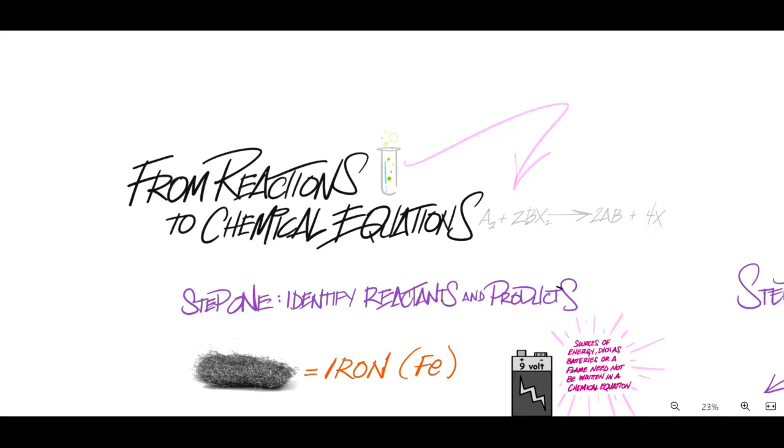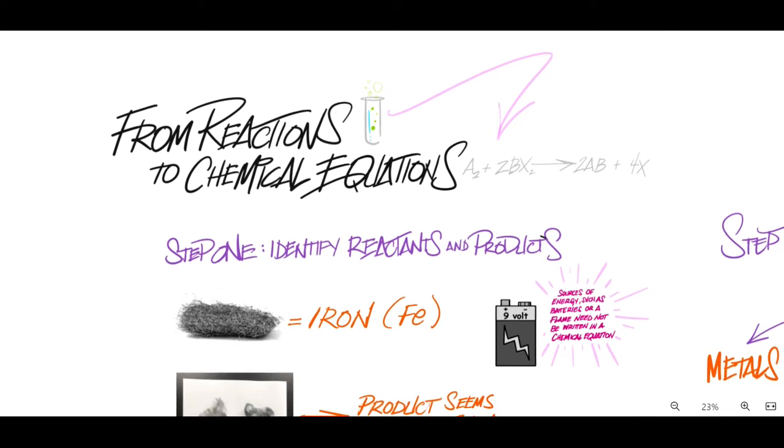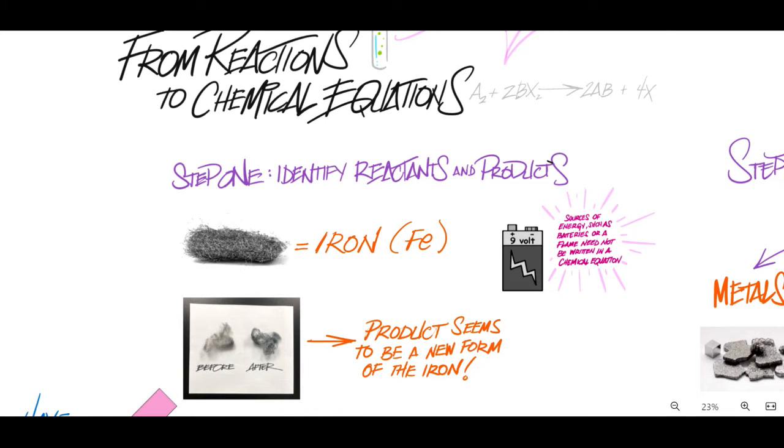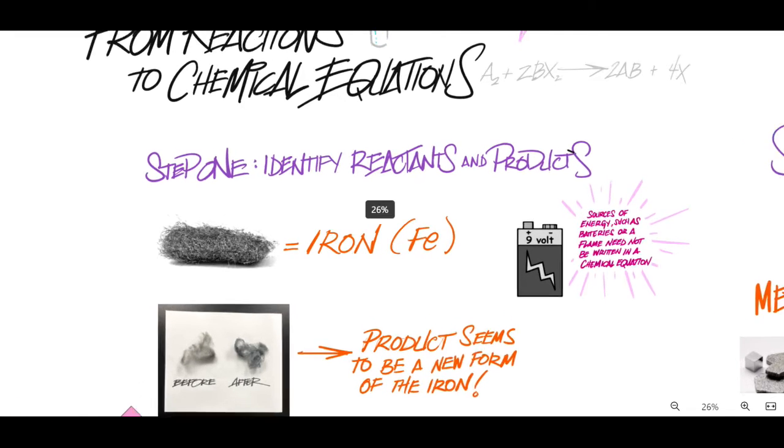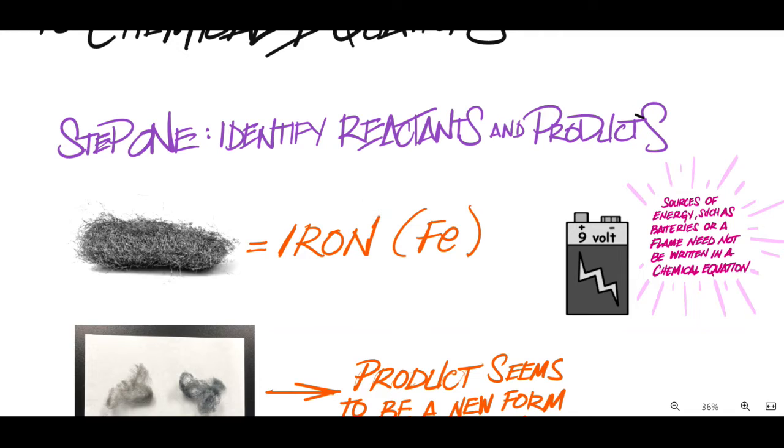Okay, so now that we've established that we do have a chemical reaction, it's time to look at some steps that are going to help us change that reaction into a series of symbols known as a chemical equation. In step 1, we need to identify reactants and products. What are we using in our reaction and what was made? Now, of course, the most obvious reactant is this steel wool. And what many of you may not know is that steel wool is principally composed of the element iron. So we know we're going to have iron on the left side of our arrow.